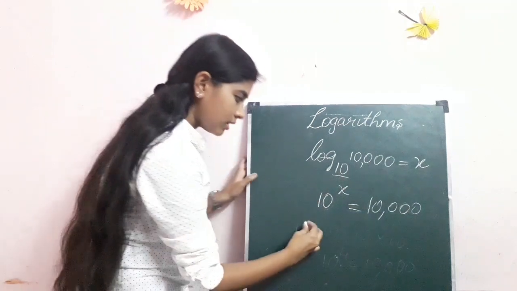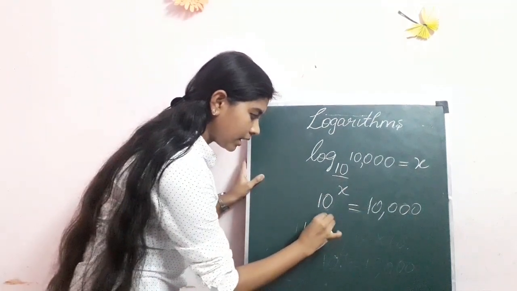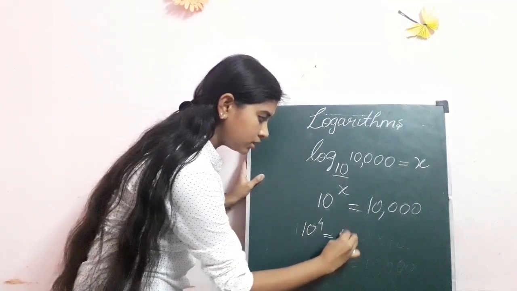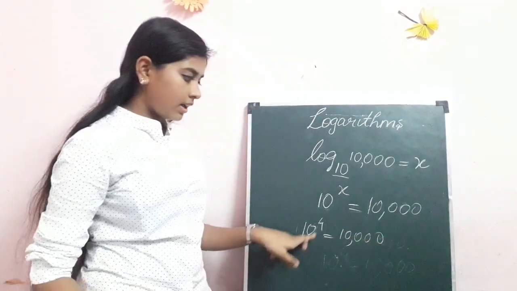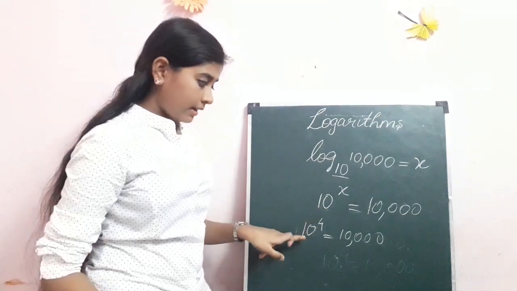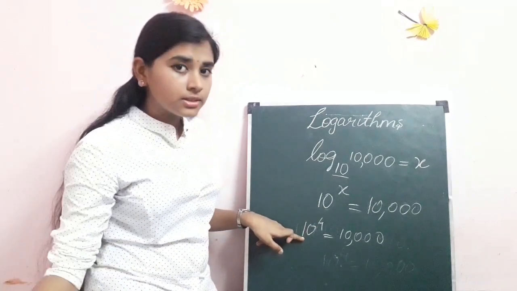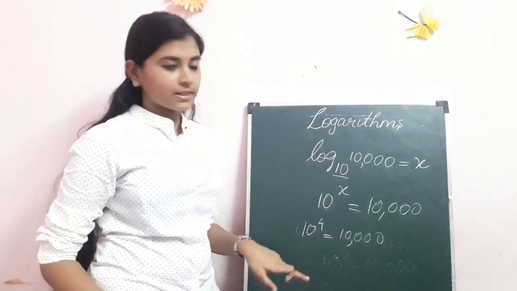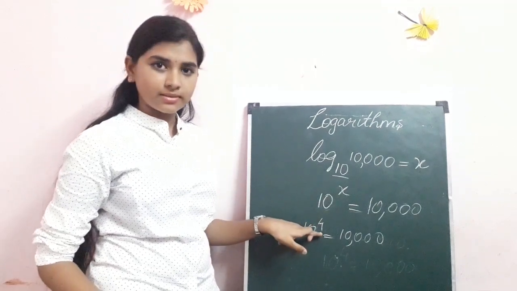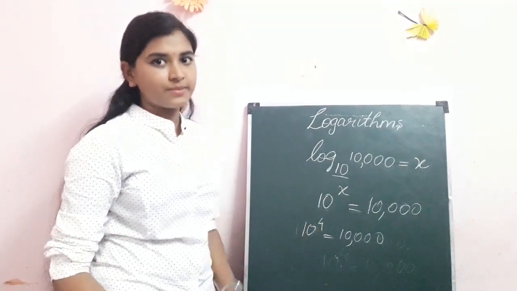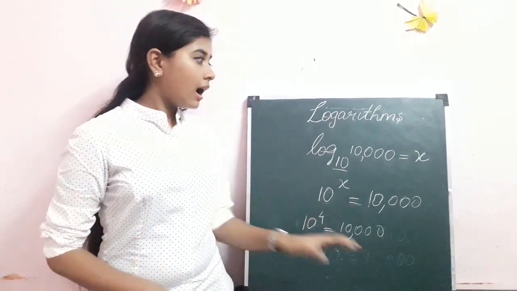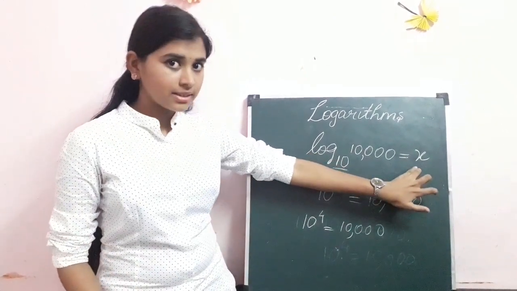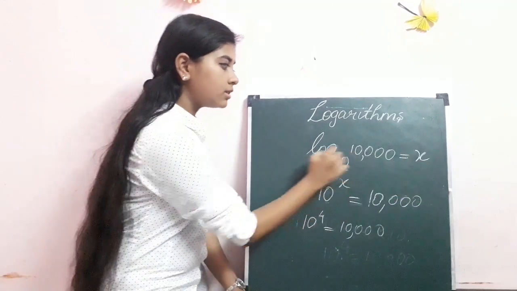Okay. So, 10 raised to the power 4 gives you 10,000. Am I right? 10 raised to the power 4, that is 10 multiplied 4 times, gives you 10,000. So, your x is 4. Wasn't it so quick and easy? Guys, I think you got an idea of how to find this x. X is nothing but the power of this base.